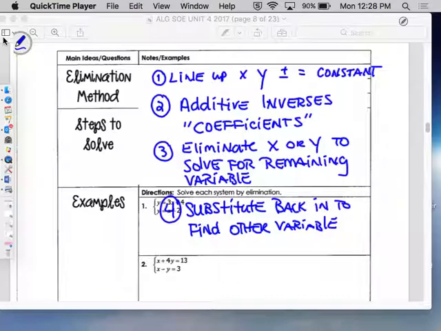And then the second thing you're going to do is analyze the coefficients. The coefficients are the numbers in front of the variables. You're going to analyze the coefficients looking for additive inverses, like +5 and -5, or +1 and -1.